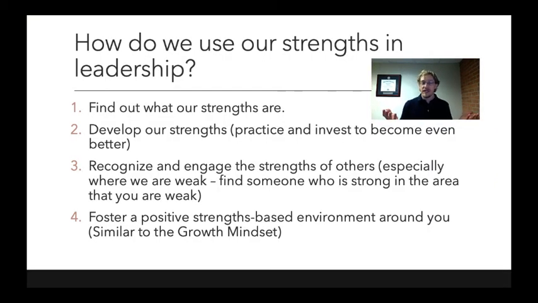How do we use our strengths in leadership? First of all, find out what your strengths are. In a moment, I'm going to talk about the survey that we'll take in class this week, and that will help us to find out what our strengths are. And just some personal reflection might also help you to figure out what your strengths are. Number 2, develop our strengths. Remember, practice and investment are necessary to really develop a strength. We talked about how talent plus investment in time and practice equals strength. So you need to develop your strengths.